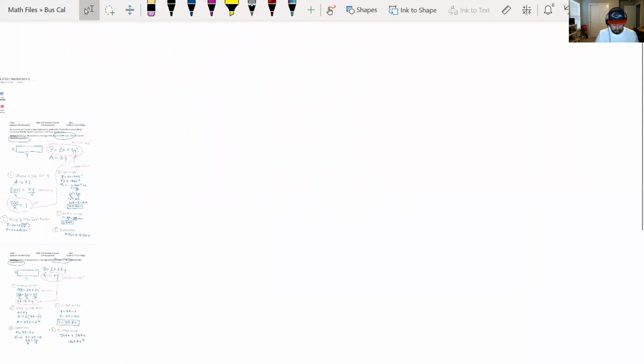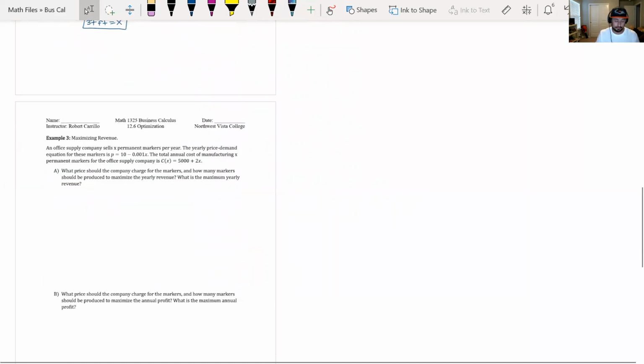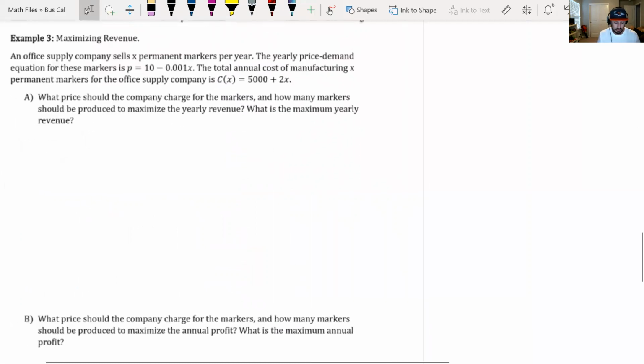Okay, cool. The second one was definitely less messy than the first one. All right, last one on part one. Example 3. This is maximizing revenue, and we're going to maximize profit. So this has 2 parts. An office supply company sells x permanent markers per year. The yearly price demand equation for these markers is p equals 10 minus 0.001x. The total annual cost of manufacturing x permanent markers, C of x, equals 5,000 plus 2x. A, what price should the company charge for the markers, and how many markers should be produced to maximize the yearly revenue? What is the maximum yearly revenue?